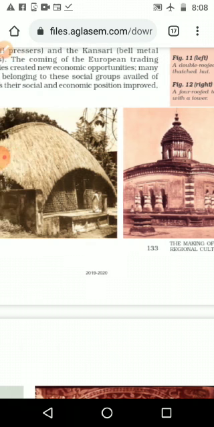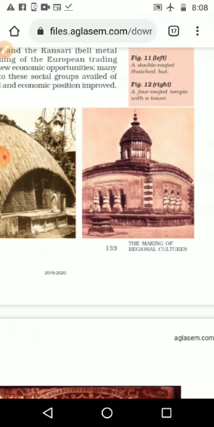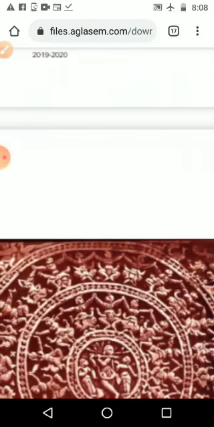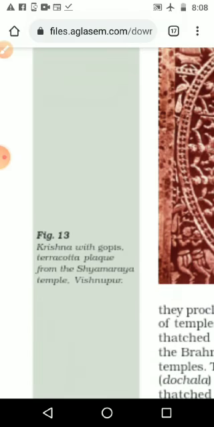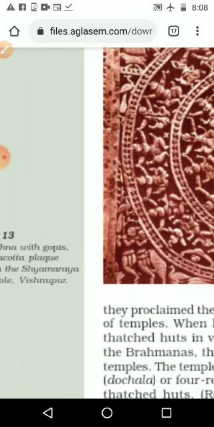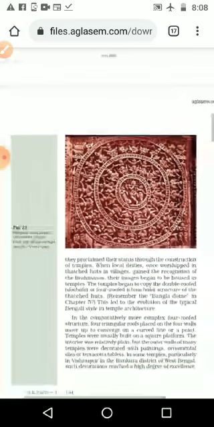Some of the examples are given here. Figure 11, the double roofed thatched hut that they were making there in the Bengal region. Then a four roofed temple with towers, how they were making tower temples in olden days. Then this is the terracotta Krishna with Gobinda, a terracotta plaque from the Shyamaraya temple, Vishnupur, that also we are getting from the Bengal region.